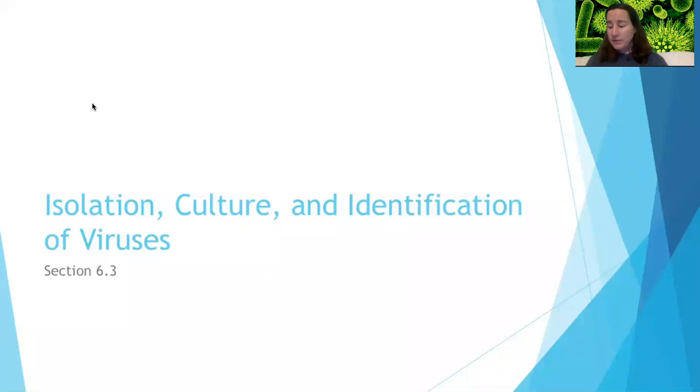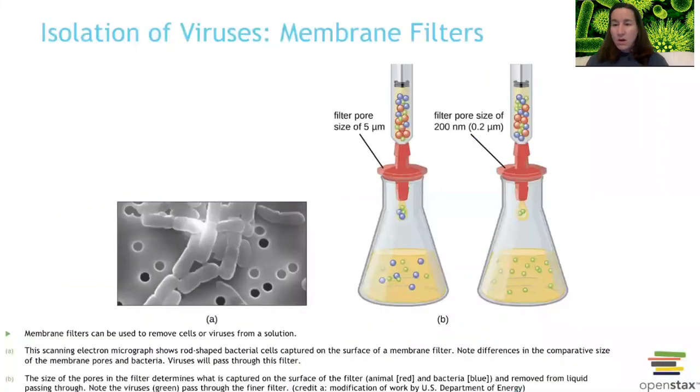This video is going to be the last two sections of chapter 6. It's isolation, culture, and identification of viruses. And then the last section will be the more acellular stuff, but not viruses. It'll be the virusoids, viroids, and prions. So let's get started on this.